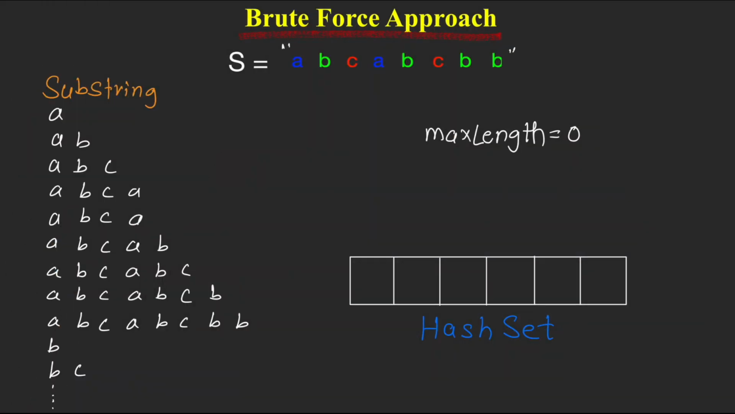Before we jump into the optimal solution, let's first look at the brute force approach. It is not the most efficient, but it is a great way to understand the core of the problem. In brute force approach, we check all possible substrings and keep track of the longest one that has all unique characters. Here is the idea. We iterate through all substrings using two nested loops. For each substring, we use a set data structure to check if there are any repeating characters. If the substring has all unique characters and its length is greater than our current max, we update the max length. Let's walk through a dry run with the input string ABCABCBB.